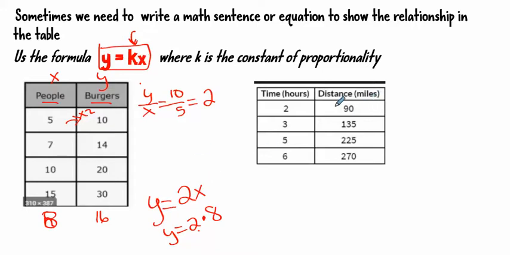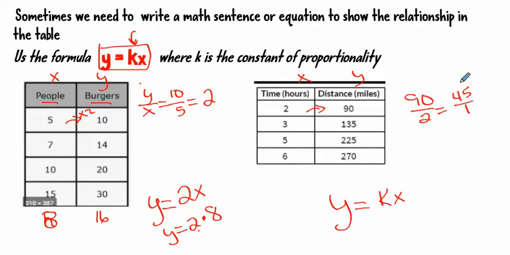Okay, so let's do it over here. So first of all, here's my form. y equals k times x. This is the constant of proportionality. So let's figure out what the constant of proportionality is. I'm going to do my y over x, or you might be able to figure out what you're multiplying by. So 90 over 2, which would equal 45 over 1. So that means I'm just multiplying it by 45.